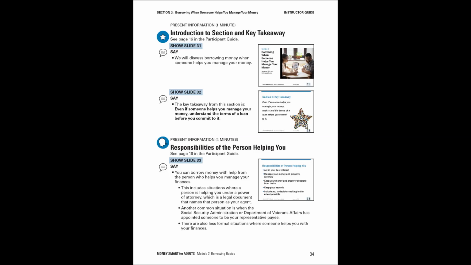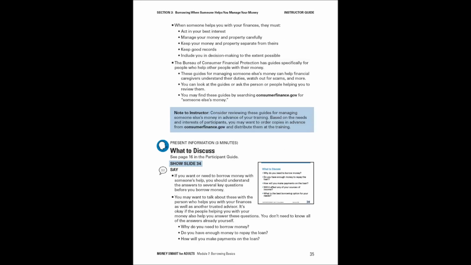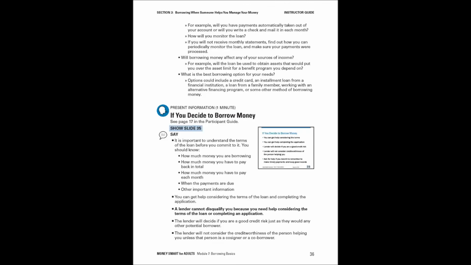Now, there are 3 specific topics relating to this section around really helping your participants to understand how to make these decisions. Starting out with the responsibilities of the person helping you. That's on slide 33, and of course there are some prompts that will lead you here in the instructor guide of what to say regarding this. Slide number 34 gets into what to discuss. There are prompts there that gives you points to say to help your participants to think this through.